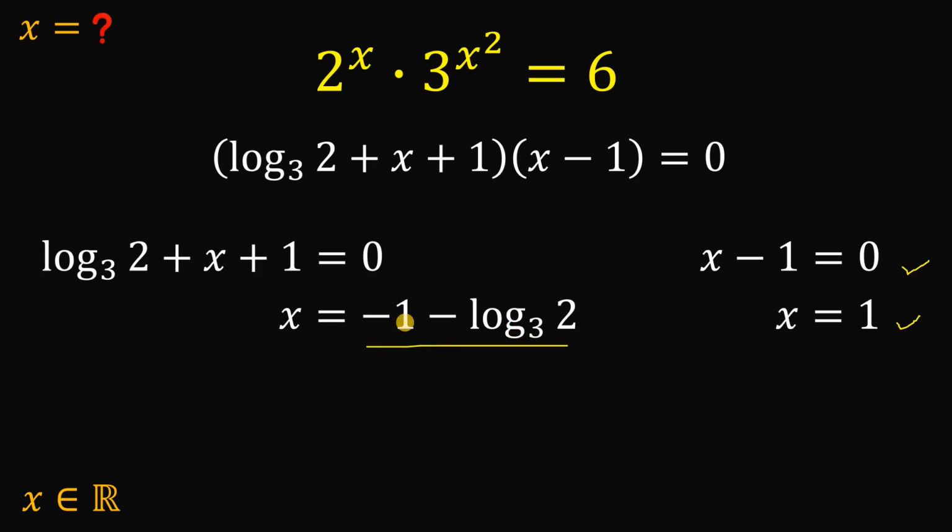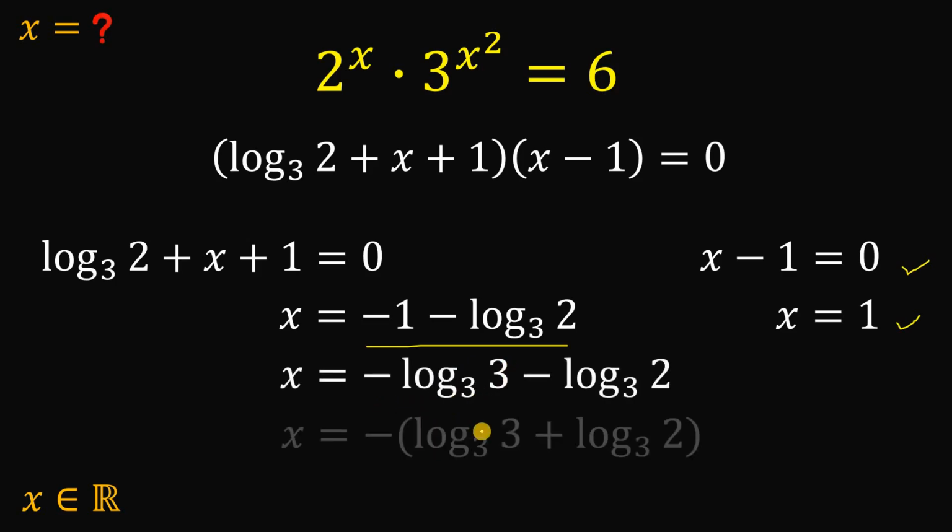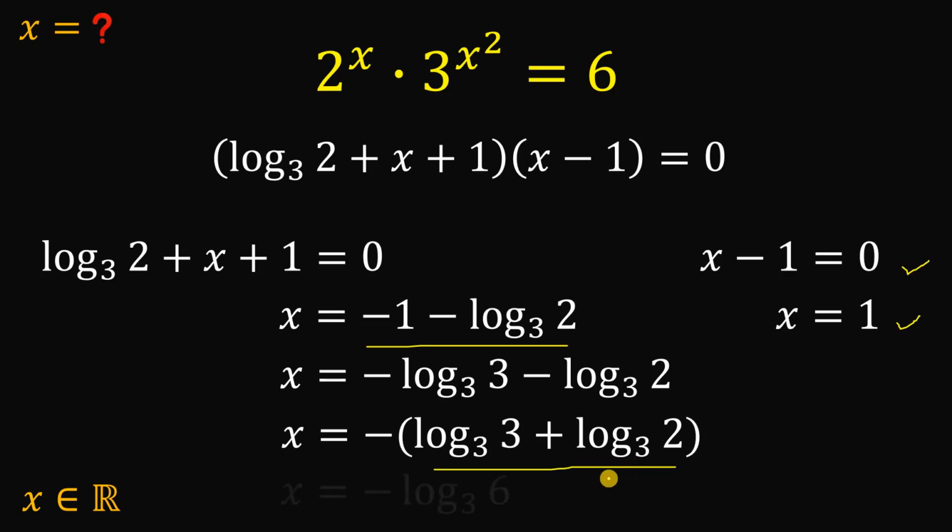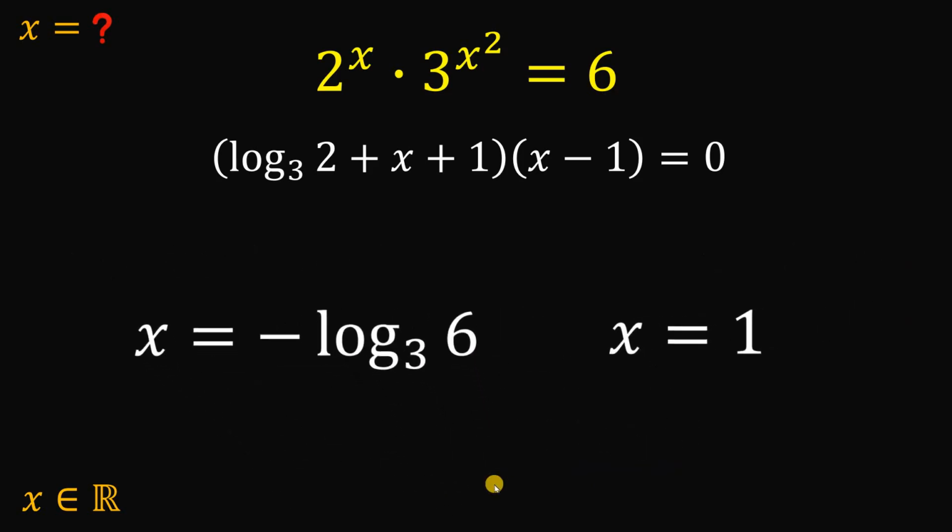using a single logarithm, because this one, we can represent this as logarithm of 3 to the base of 3. Now, factor out negative 1, logarithm of 3 to the base of 3 plus logarithm of 2 to the base of 3. If we combine this, we have logarithm of 6 to the base of 3. So the second value of x is negative logarithm of 6 to the base of 3. So we found out two different values of x that satisfies this equation.